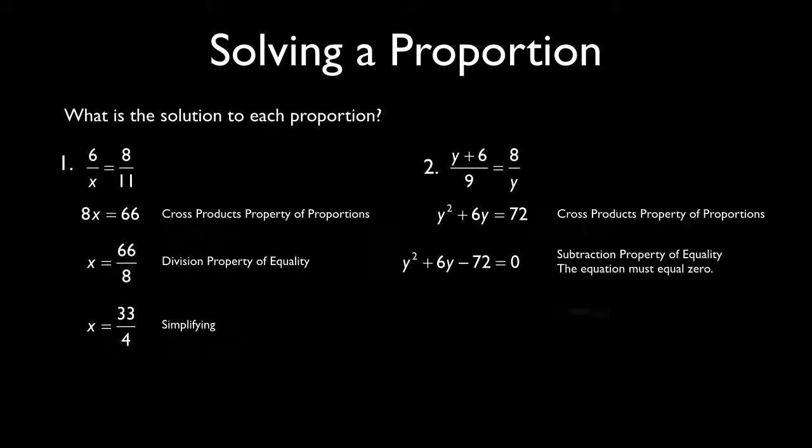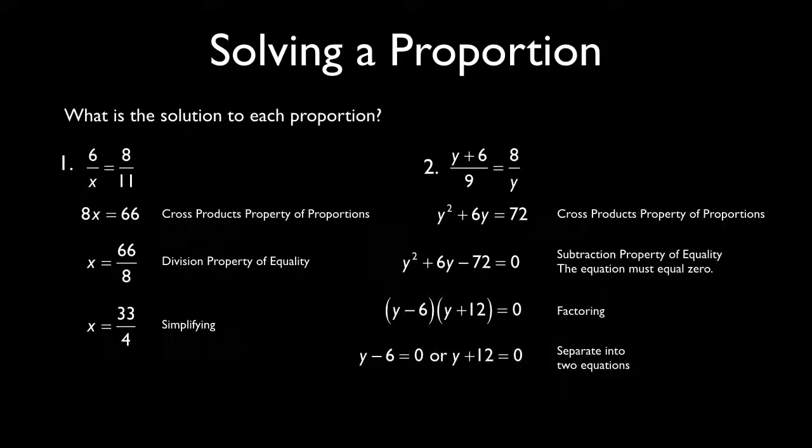And now we have to do factoring. I hope you remember this. If not, use some online resources to brush up your skills. Y squared plus 6y minus 72 factors into y minus 6 times y plus 12. We're going to separate this into two equations, y minus 6 equals 0, or y plus 12 equals 0. And then using the addition and subtraction properties of equality, we realize that y is either 6 or negative 12.